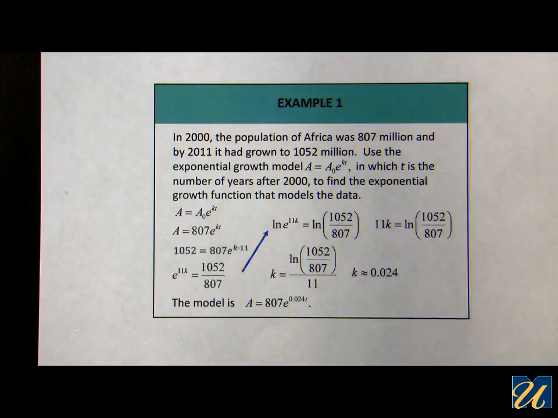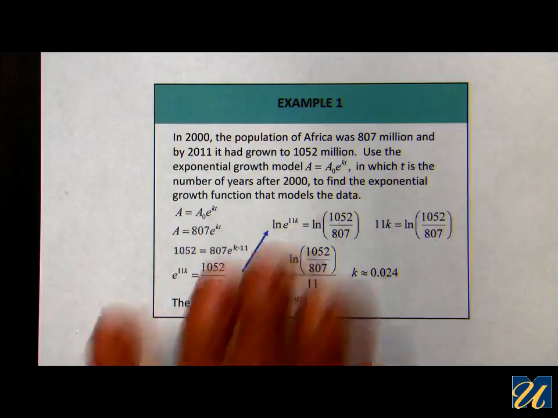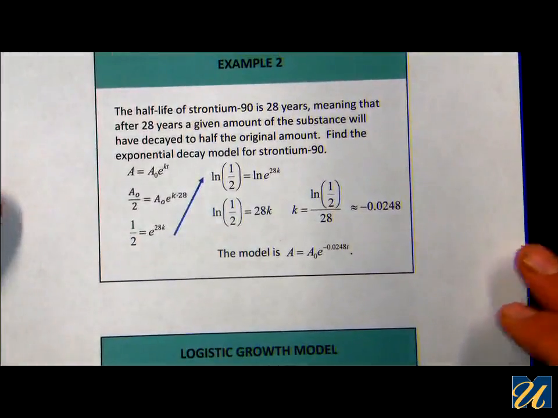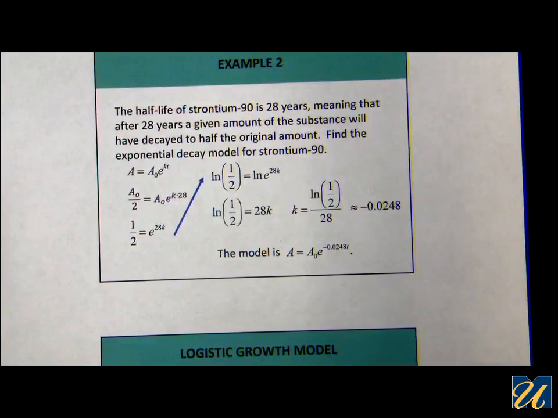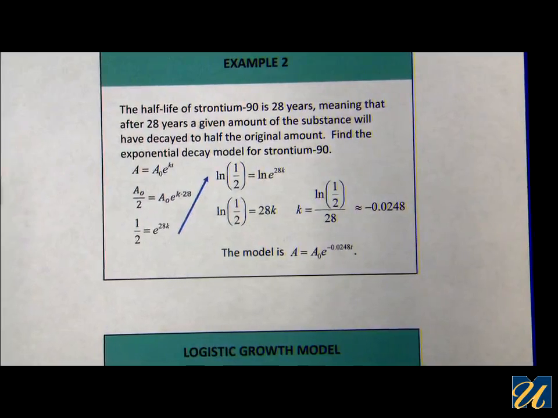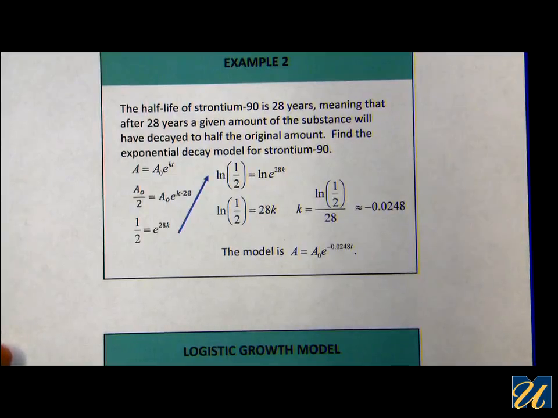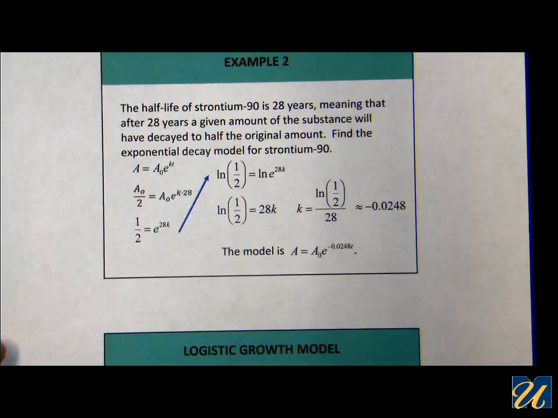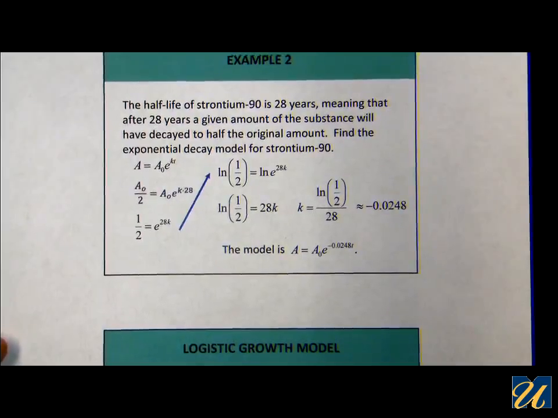Let's look at another example. Exponential decay. The half-life of strontium-90 is 28 years. Half-life means that after 28 years, half of the original amount of the substance will be remaining. Independent of how much you start with, no matter what quantity it is, after 28 years, you will have exactly half of that initial amount left. That means half-life.